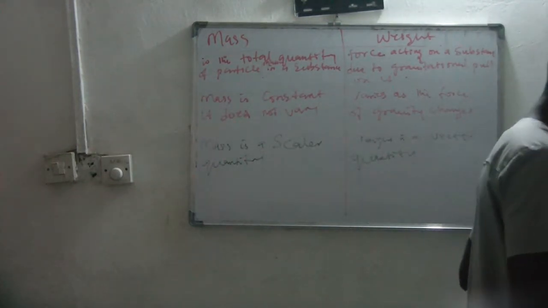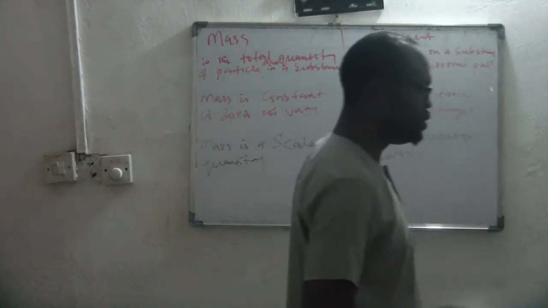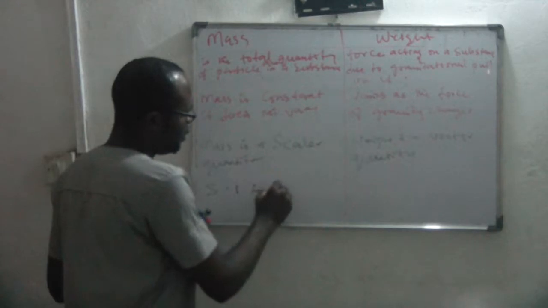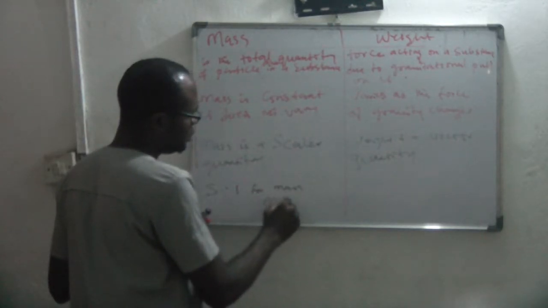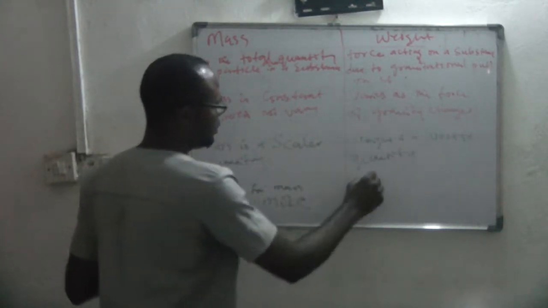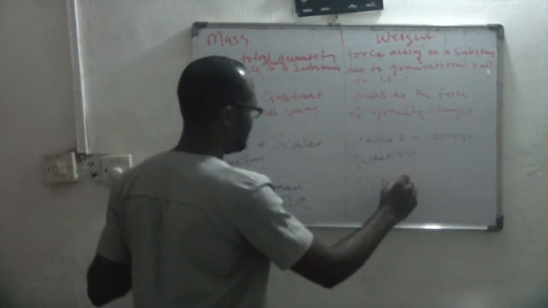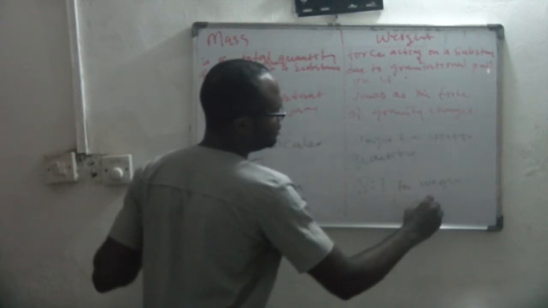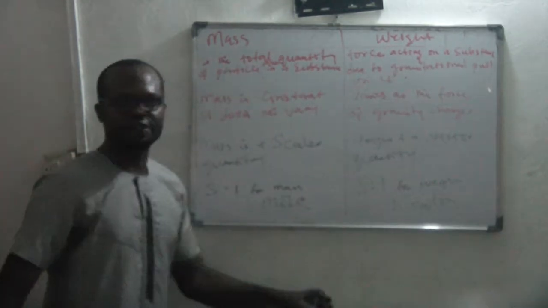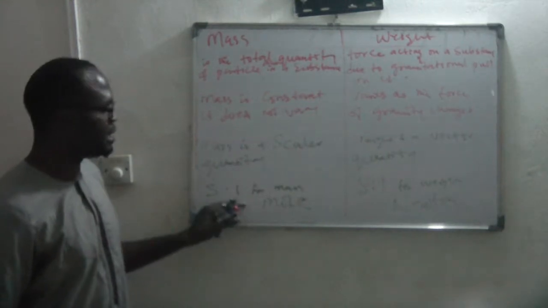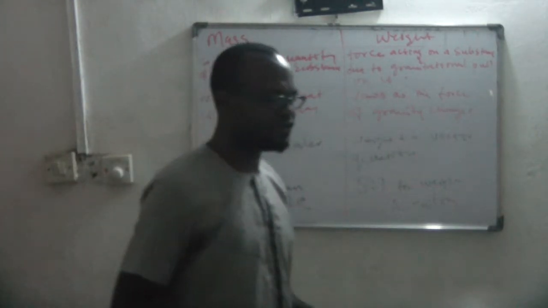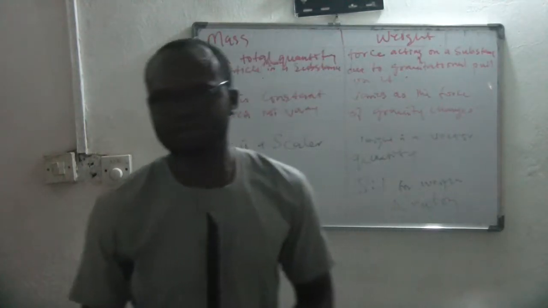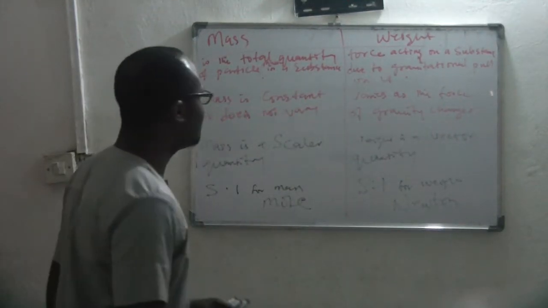Now another difference is that the SI unit for mass is the mole. Whereas the SI unit for weight is the Newton. The SI unit for weight is Newton. The SI unit for mass is mole. So those are the differences between mass and weight.